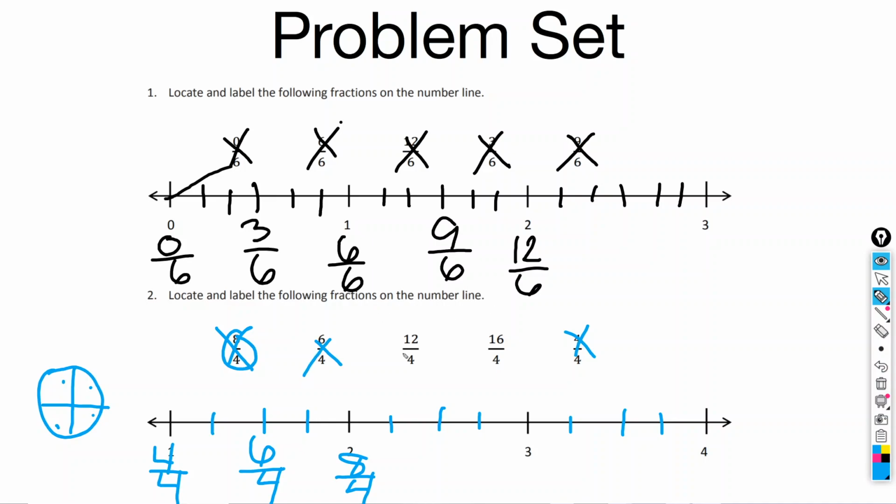6 fourths is done. Next is 12 fourths. I know that's bigger than 8, so I'm going to start at my 8 and count up. 8, 9, 10, 11, 12. So 12 fourths is really the same thing as 3 wholes. And last is 16 fourths. So I'm going to start at 12 and count up. 12, 13, 14, 15, 16. 16 fourths, which is really the same as 4 wholes. And now we've labeled those fractions on the number line.